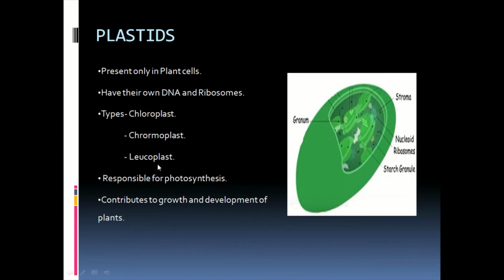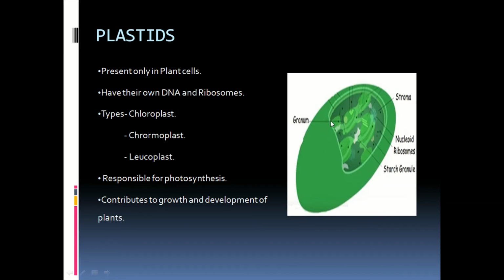Chloroplast has green pigments, whereas chromoplasts have pigments other than green, that is, they can be orange or yellow. Leucoplasts don't have any pigment and are colorless, so they only act for storage of food. Plastids are responsible for photosynthesis and contribute to growth and development of the plant. As we can see in the diagram here with the various labeling.